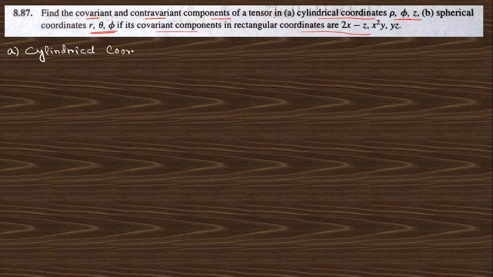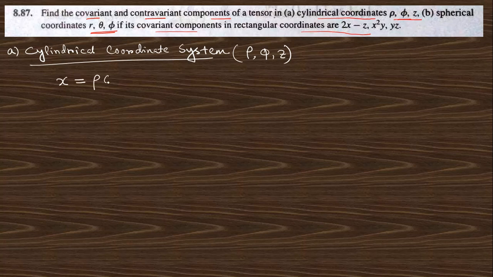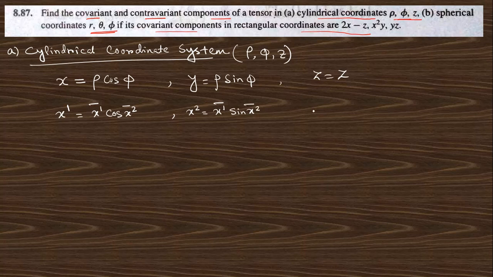So for question A, that is the cylindrical coordinate system, that is rho, phi, z, and this will be related with the Cartesian coordinate system, that is x equals rho cos phi. You know very well from the Cartesian coordinate system this relation, that is y equals rho sin phi, and z equals z. So you can see here this is nothing but the Cartesian coordinate, and this is the transformed coordinate system, right? This notation was used in the previous lecture also. x3 equals x3 bar. Bar is the transformed coordinate system and unbar is the Cartesian coordinate system or rectangular coordinate system.